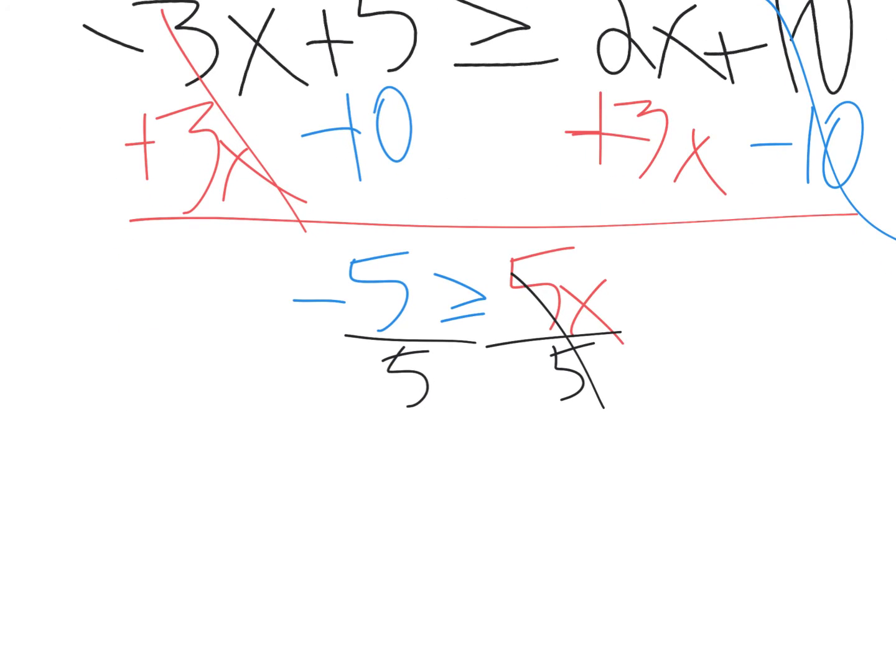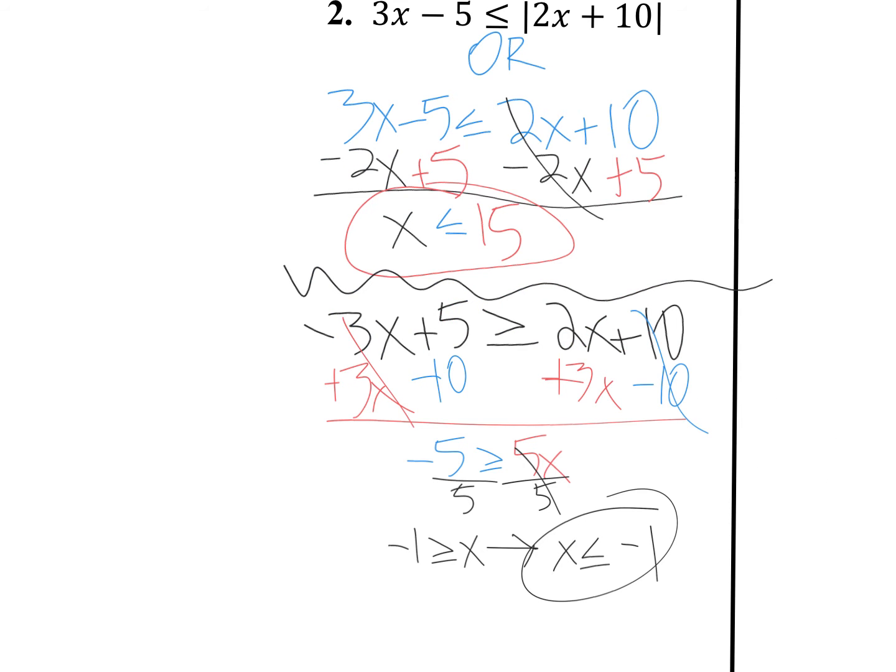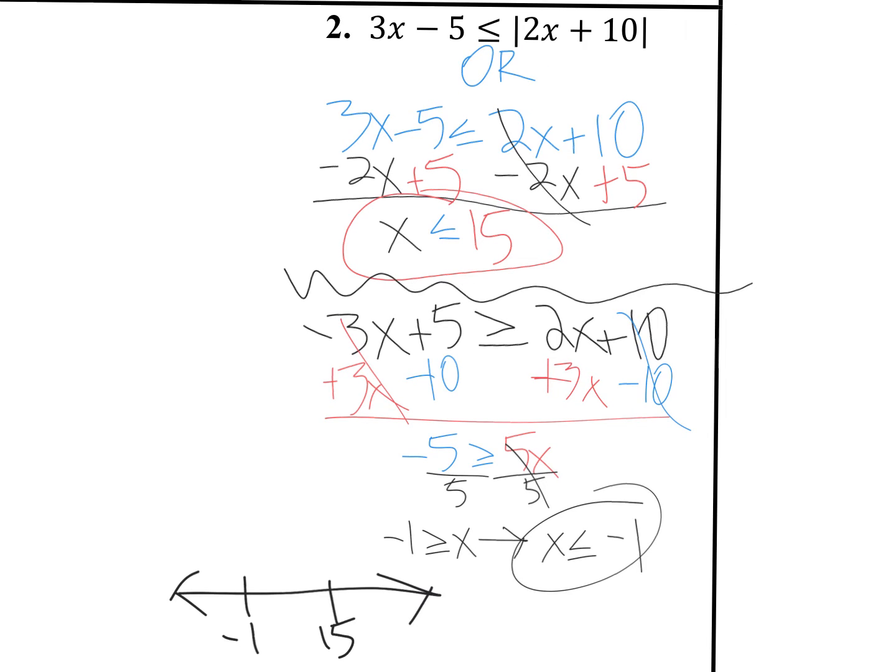And I'll get -5 divided by 5 is -1. So -1 is greater than or equal to x, or you could write it in x's perspective as x is less than or equal to -1. So at this point now I know three things. It's an OR problem, x is less than or equal to 15, or x is less than or equal to -1. So let's draw a number line here. So I'm going to have a solid dot at 15 that shades to the left, and then I'm going to have a solid dot at -1 that also shades to the left.